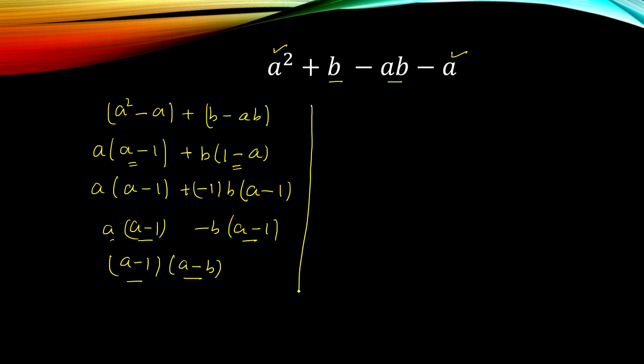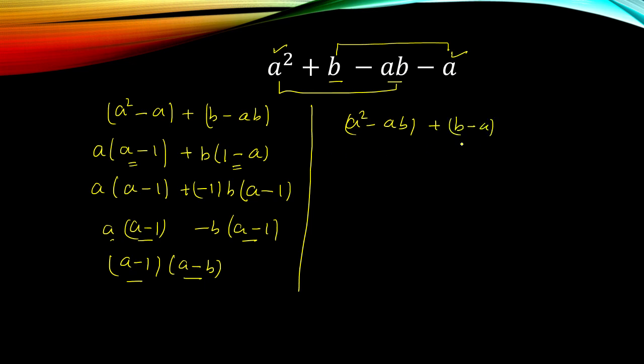Now we are going to see, is it possible to solve this polynomial by taking a different type of groups. Initially, in the first method, we took a square minus a. Now we take a square minus ab together, and make the second group by taking b minus a together.